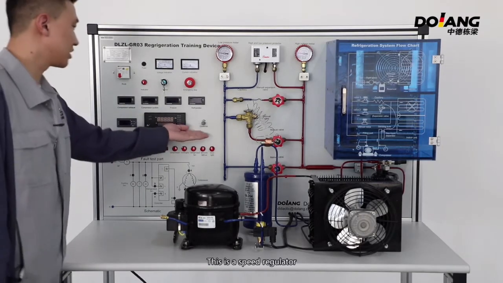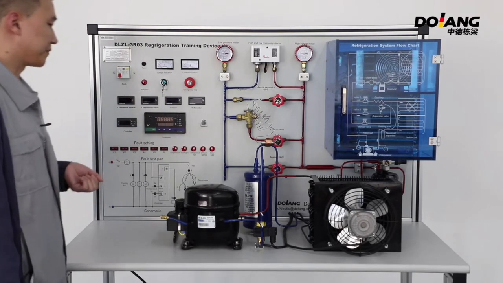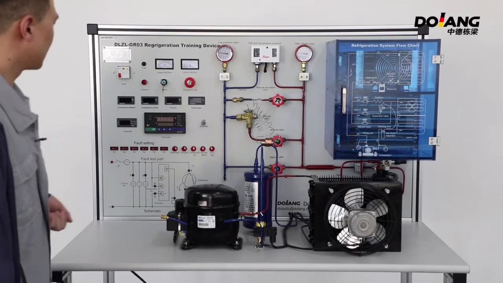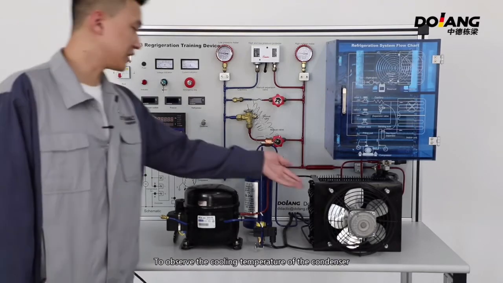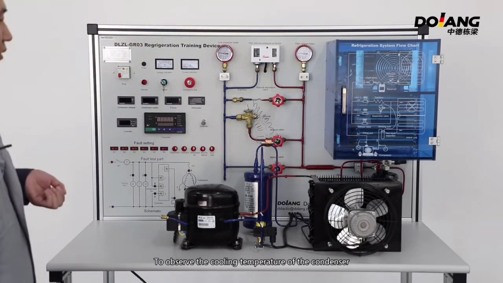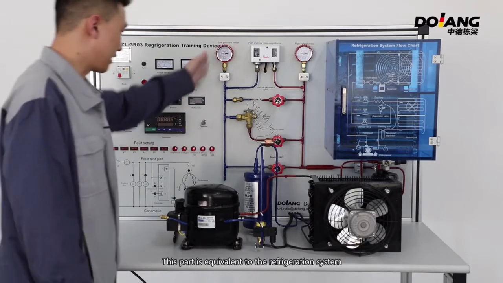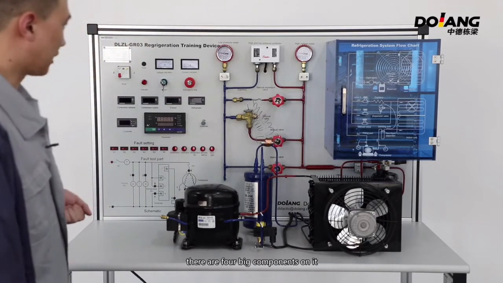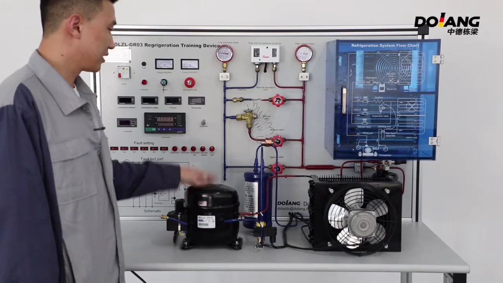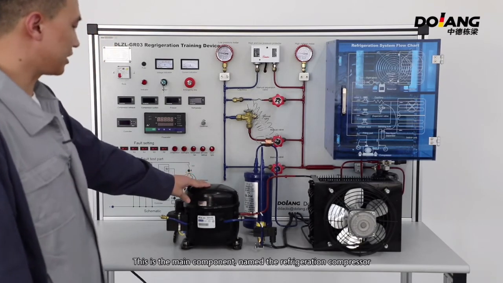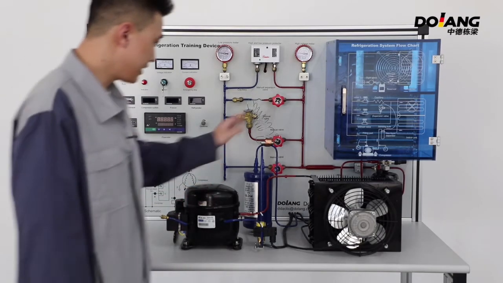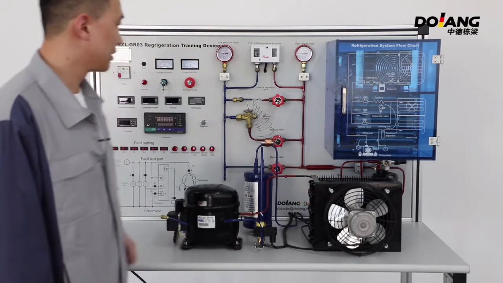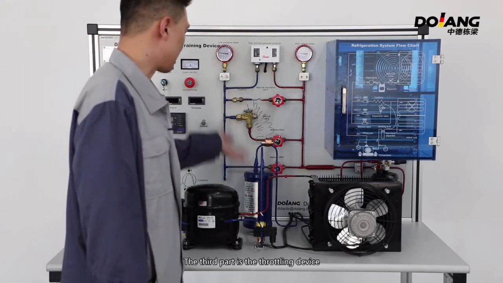This is the speed regulator. It's used to adjust the speed of the fan to absorb the cooling temperature of the condenser. This part is equivalent to the refrigeration system. There are 4 big components on it. This is the main component, named the refrigeration compressor. The second part is a condenser. The third part is a throttling device.